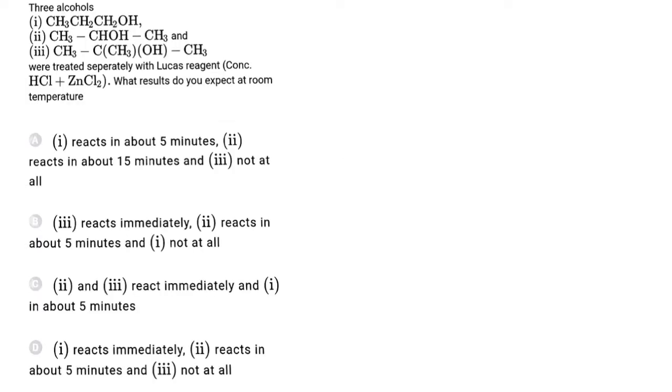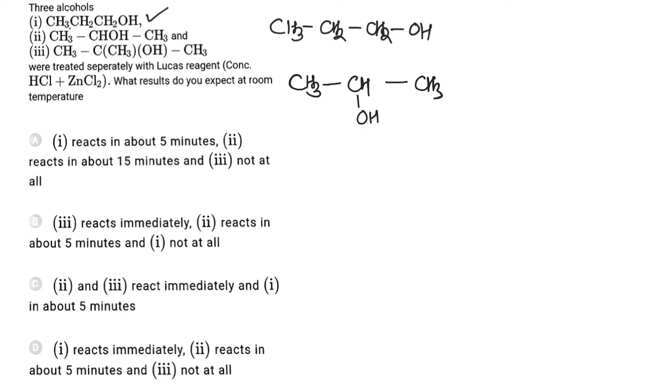In this question we have three alcohols. First is propan-1-ol, CH3 CH2 CH2OH. Second is a 2 degree alcohol, CH3 CHOH CH3, and third is a tertiary alcohol.